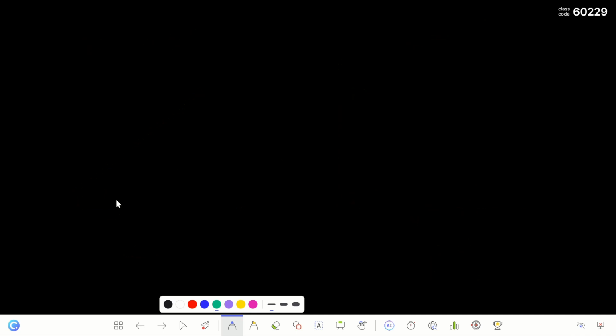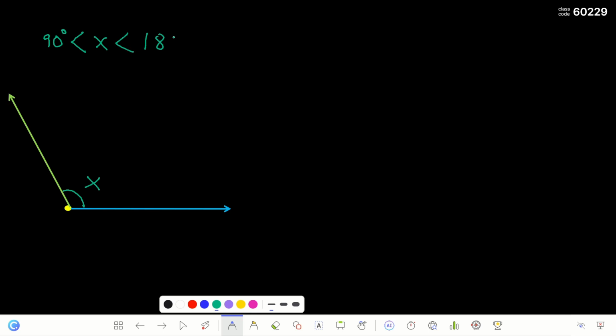Next, we have this sort of an angle. This angle, let's again call it X. And now here, when X is greater than 90 degrees but less than 180 degrees, such an angle is known as an obtuse angle.